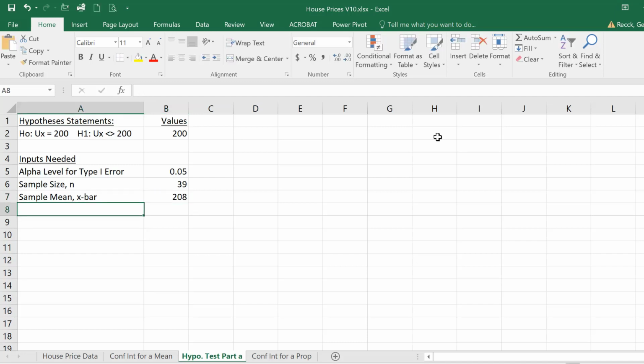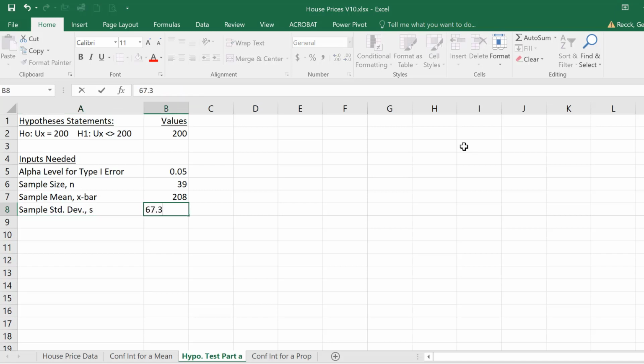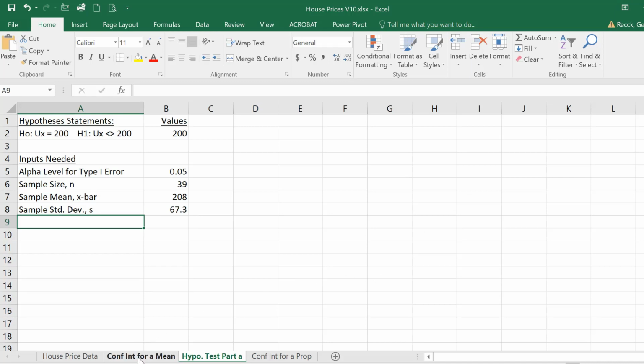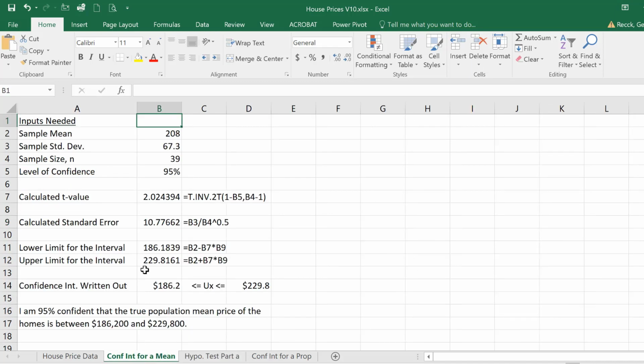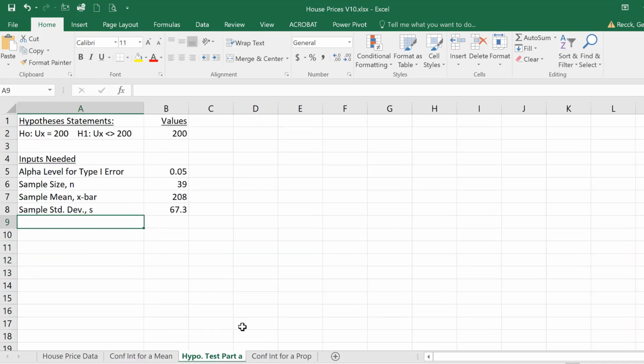So we can see that we're comparing 208 here to our hypothesized value of 200. Perhaps we want to see if prices have changed since last year or something. Then, of course, we have a sample standard deviation, often called S, and that was 67.3. And then if we jump back over to the confidence interval for mean, we see that we had a lot of those before. So maybe we'll call this, I should say, hypothesis test for a mean, part A.